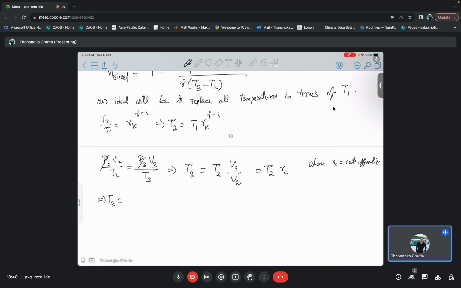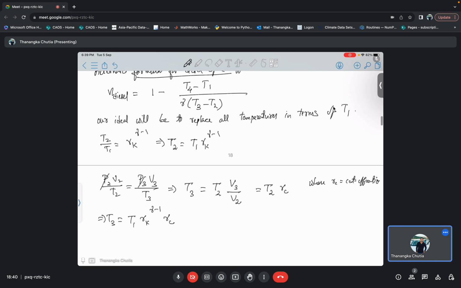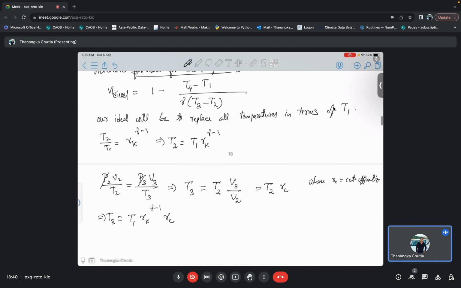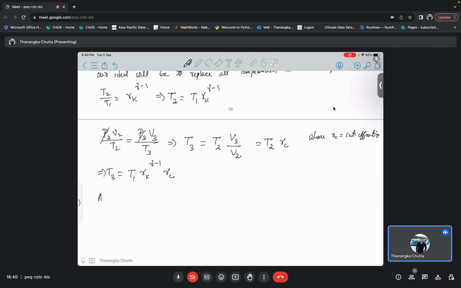Now again, T2 we can write in terms of T1, so T3 is T1 into Rk to the power gamma minus 1 into Rc. So this is your T3 in terms of T1. Okay, so one temperature is only left, T4. Again, what we can write, T3 divided by T4 is equal to what? V4 divided by V3 to the power gamma minus 1.